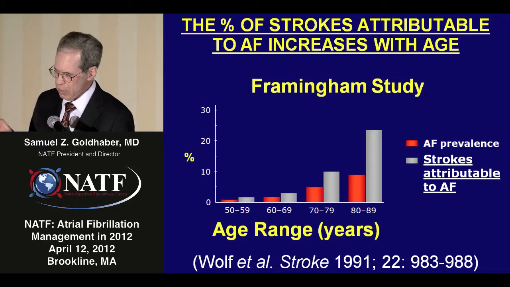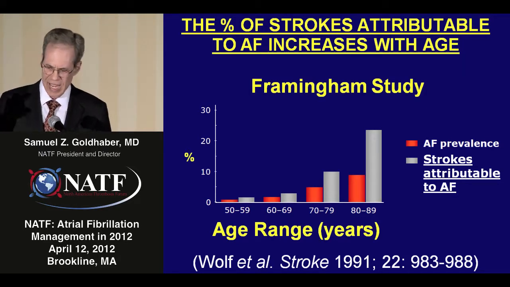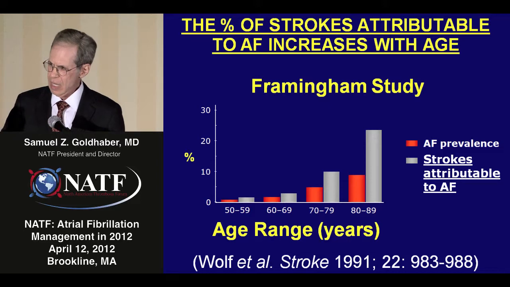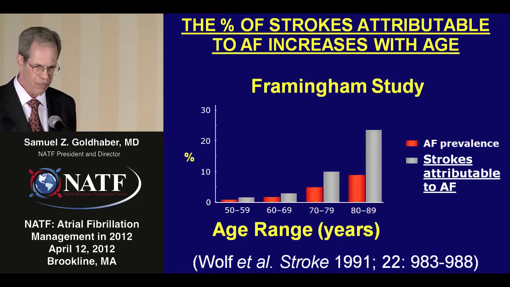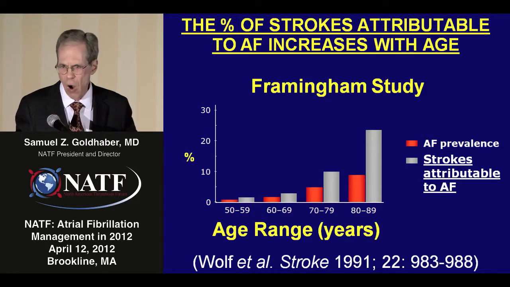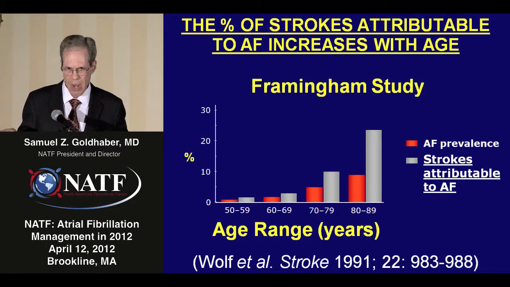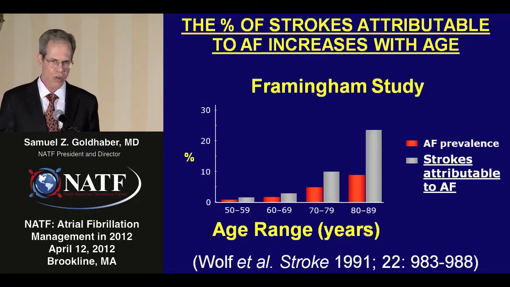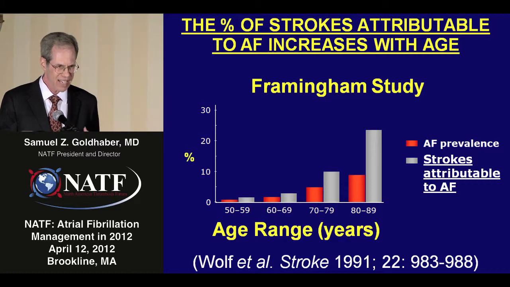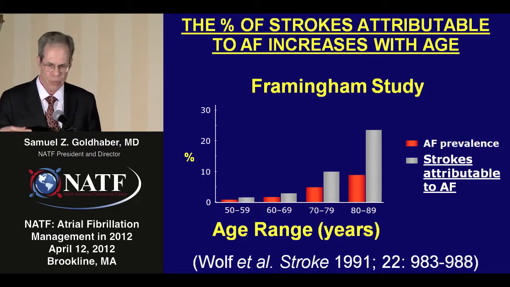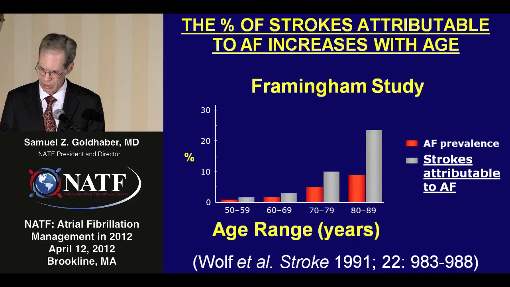The other important point is, as we age, the proportion of strokes attributable to atrial fibrillation increases. So overall, AF is responsible for about 15% of strokes. But when you get to those aged 80 and older, atrial fibrillation can account for about double that, 30% of all strokes.